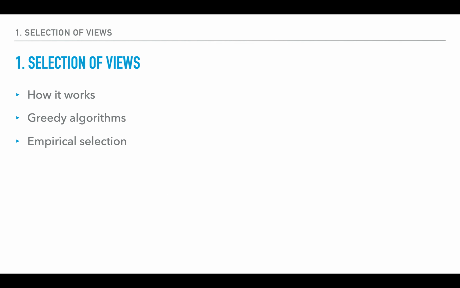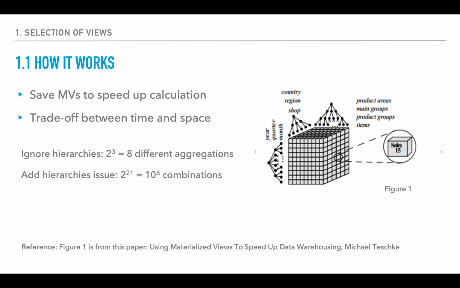In this part, I will talk about the selection of views, how it works, and some ways to speed up selections. The most essential issue in speeding up data warehouse with materialized views is to select which views should be materialized.